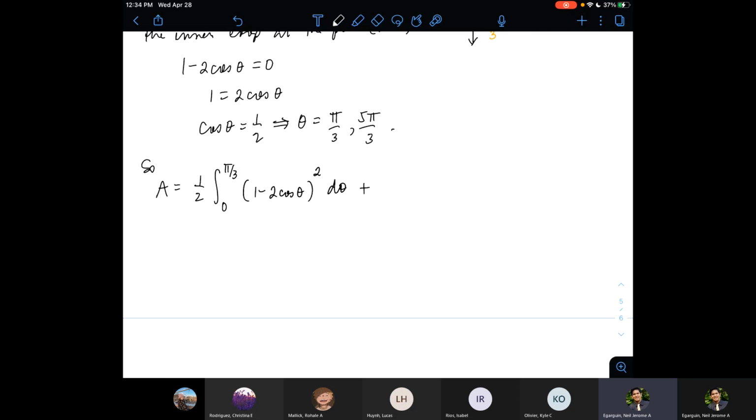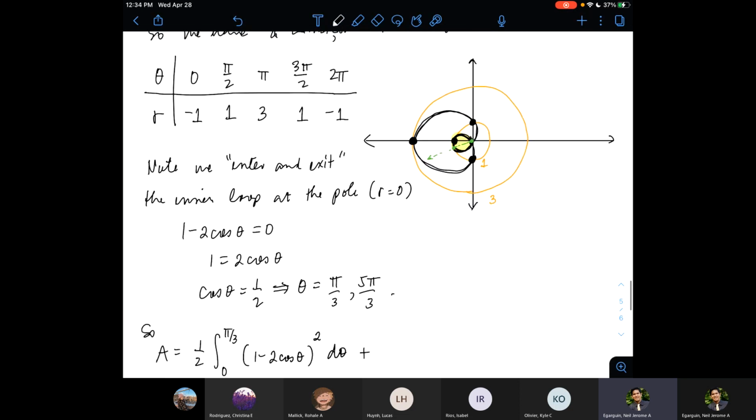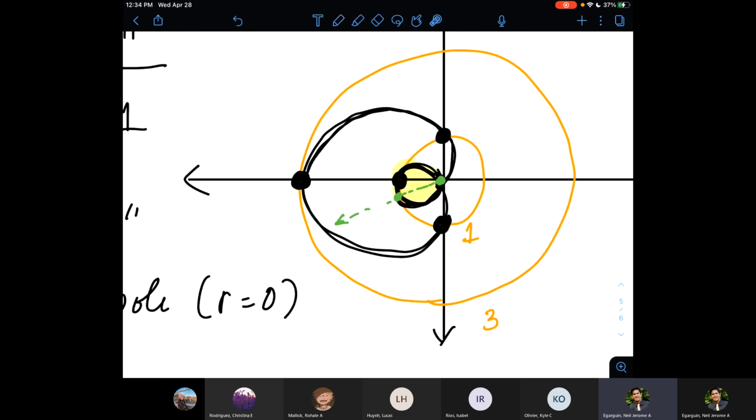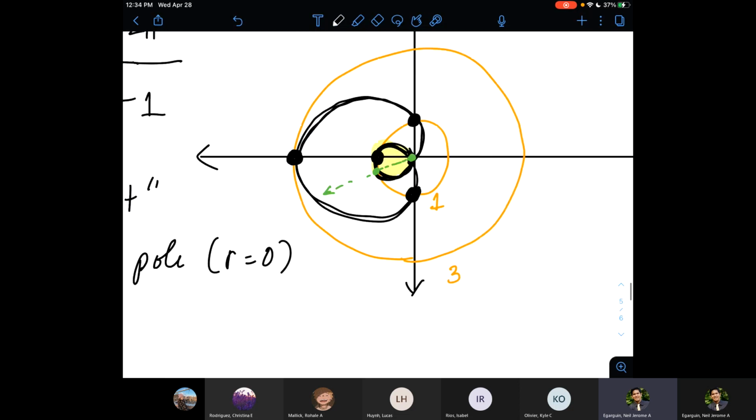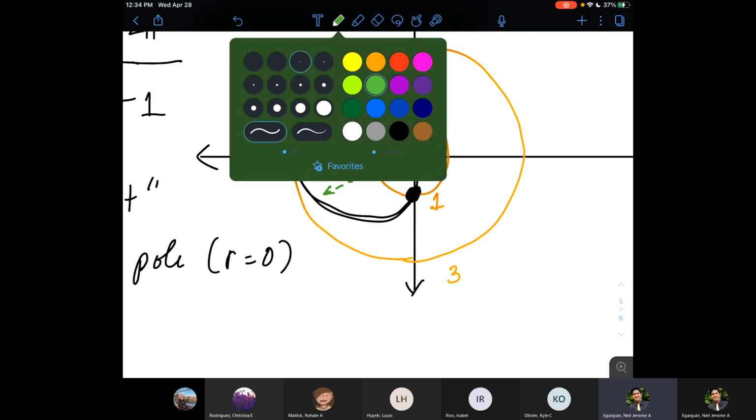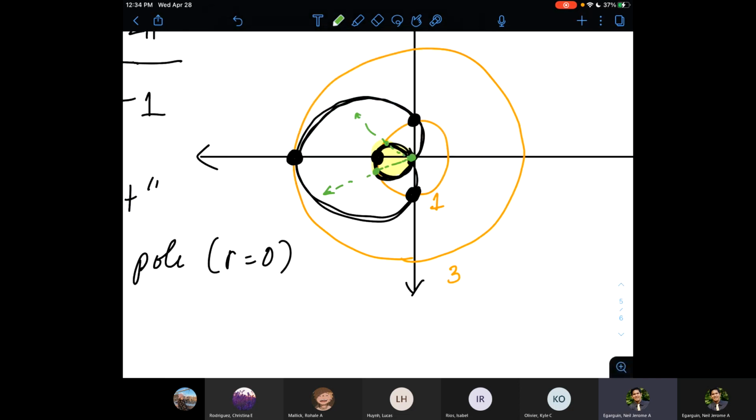So we need to add the area of the other half. But remember, we enter the loop again at theta equals 5 pi over 3, and then we will close it at theta equals 2 pi. So that means I will integrate from 5 pi over 3 until 2 pi to get the other half of the loop. Then the same integrand, because at that point, our dotted line will look like this, and the outer radius will still be the equation of the limaçon.